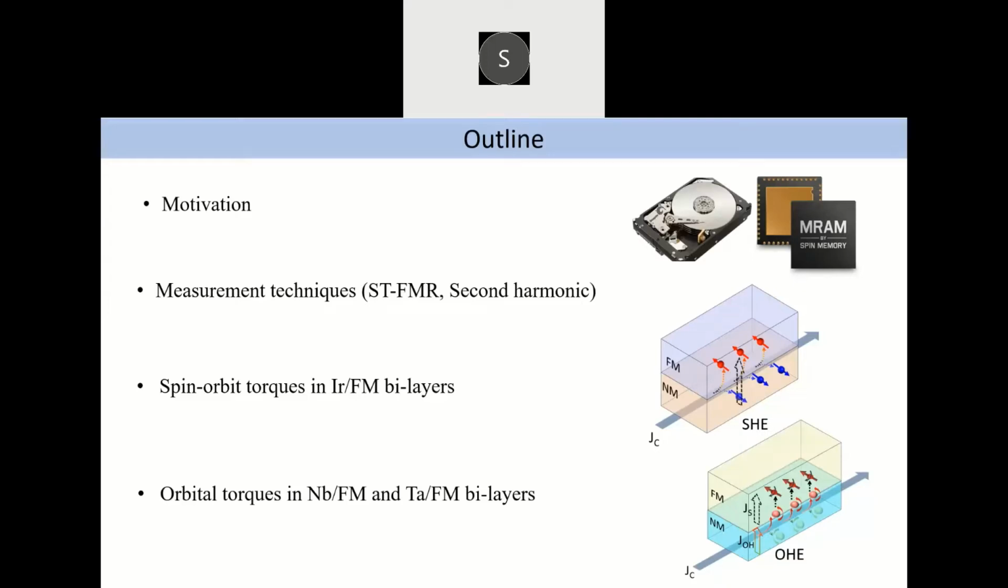So the outline of my presentation is the following. First, I will discuss the motivation. Then I will talk about the measurement technique, discussing spin torque ferromagnetic resonance and second harmonic Hall measurement. Then I'll discuss our work on the interfacial and bulk contributions of field-like torque generated by iridium. And finally, I will discuss our recent work, which is the observation of the orbital Hall effect in niobium ferromagnet and tantalum ferromagnet bilayers.